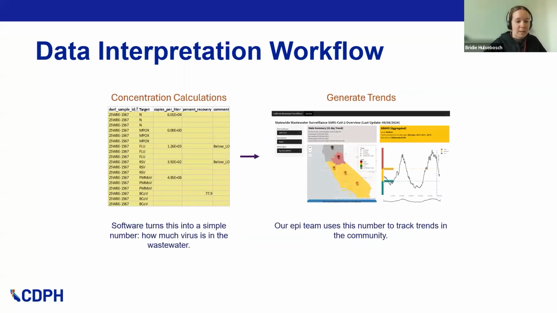Once we get these concentration calculations, this is when we can send it off to our epidemiology team, and this is where their expertise comes in. They will use this number to track trends in the community and measure potential risk, and also share that information with the CDC and local health jurisdictions that can then make decisions, especially if it's rare events where they might be measuring an outbreak or there's concerns for the population.